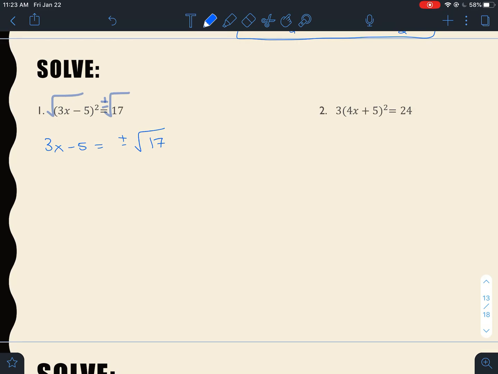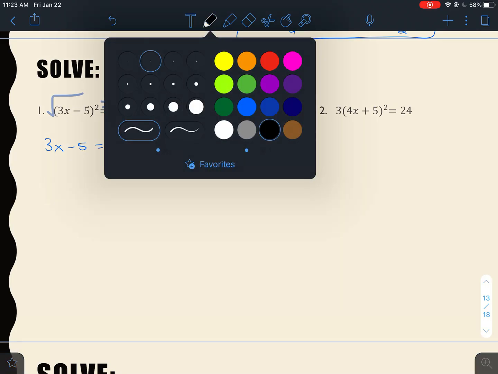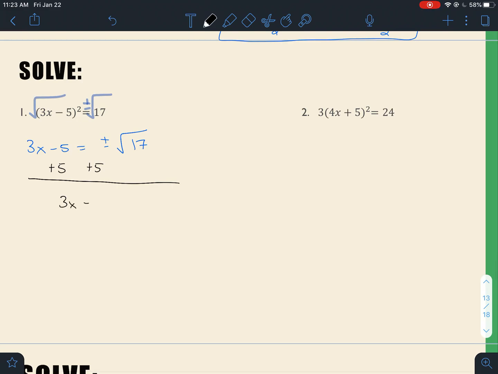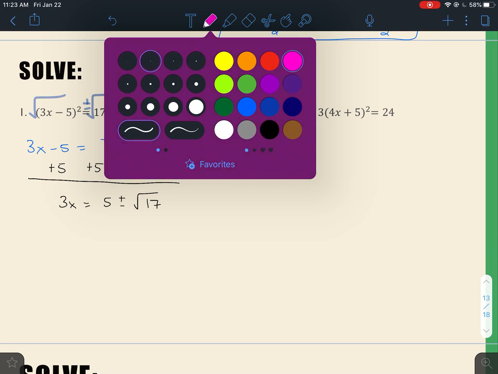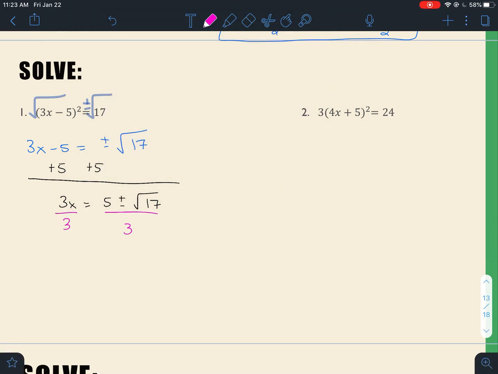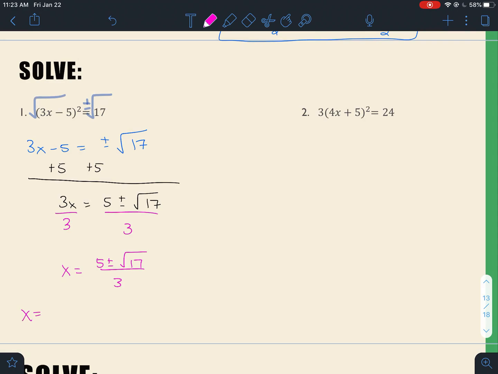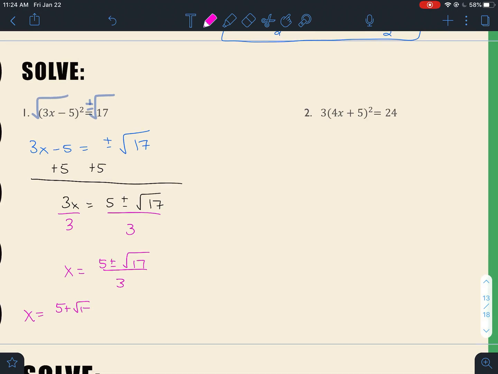Now you can separate it into 2 separate equations like we were doing initially, or now we can just solve it all together. So I could add the 5, and I would get 3x equals 5 plus or minus the square root of 17. And then I would divide both sides by 3, and I would get x equals 5 plus or minus the square root of 17 over 3. And then you can write it out separately or leave it like that. So it would be x equals 5 plus the square root of 17 over 3, and x equals 5 minus the square root of 17 over 3.